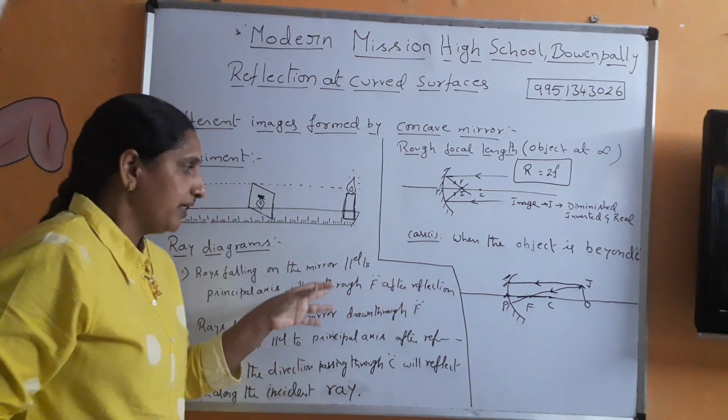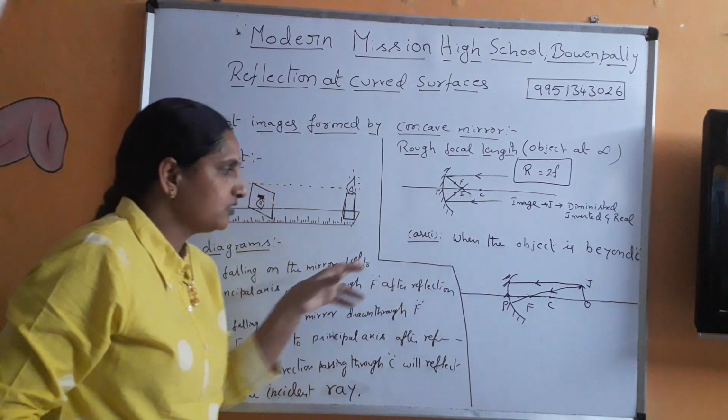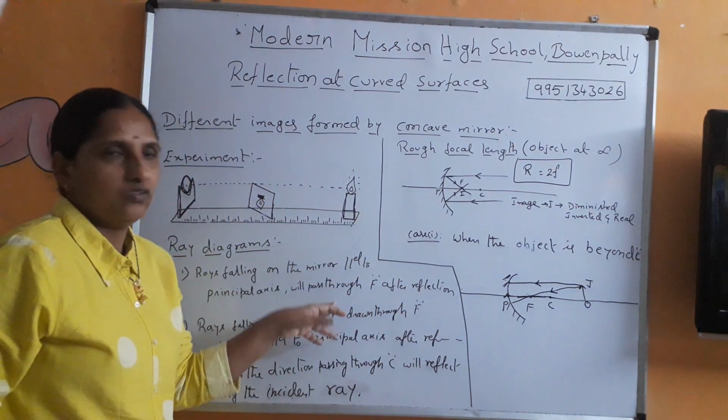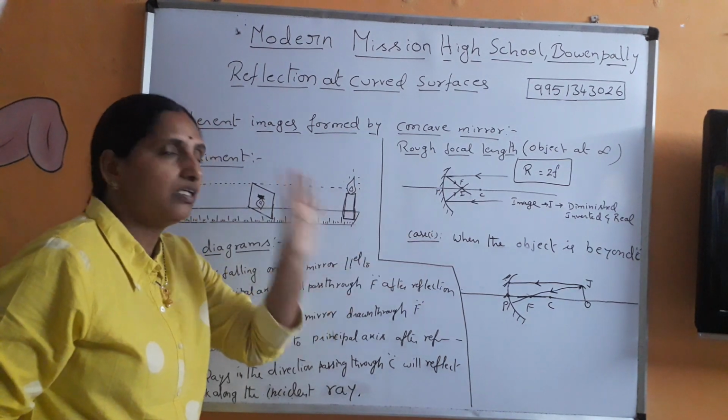Don't think that by doing this we are violating anything. No, after satisfying those conditions only we have come to this. So always the reflected ray makes the same angle as that of the incident ray with the normal.